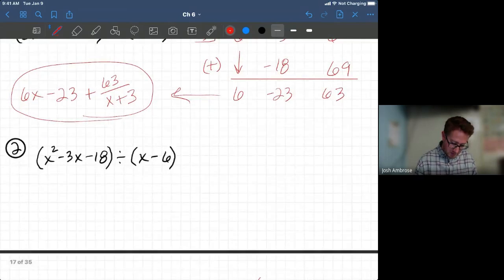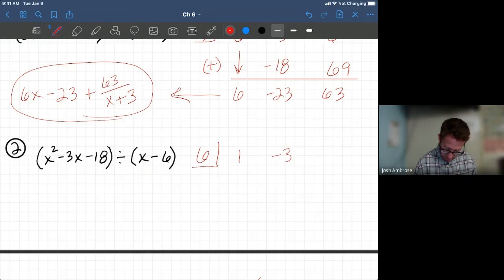So now you see how we have a -6. So that means we're going to now have a positive 6 in the little box. And let's write the coefficients. There's a 1, a -3, and a -18. All right, how did we get those? There really is a coefficient of 1 right there. That's how we got that. There's the -3 going there, and the -18 going right there.